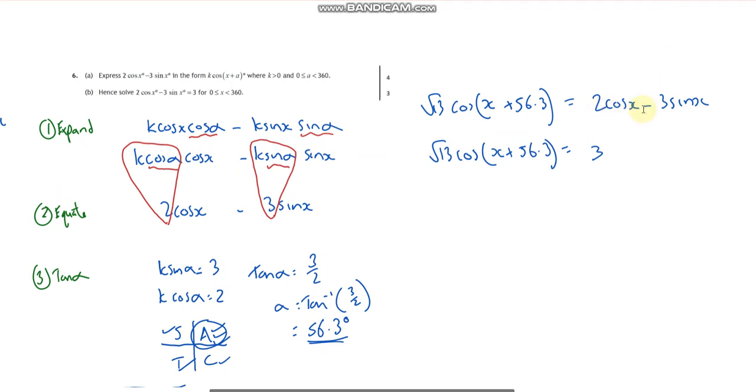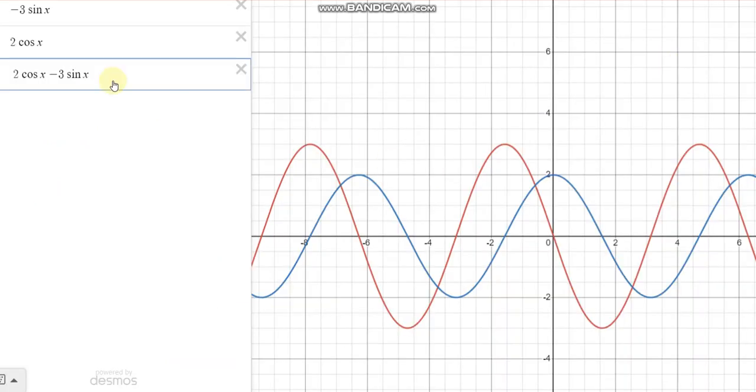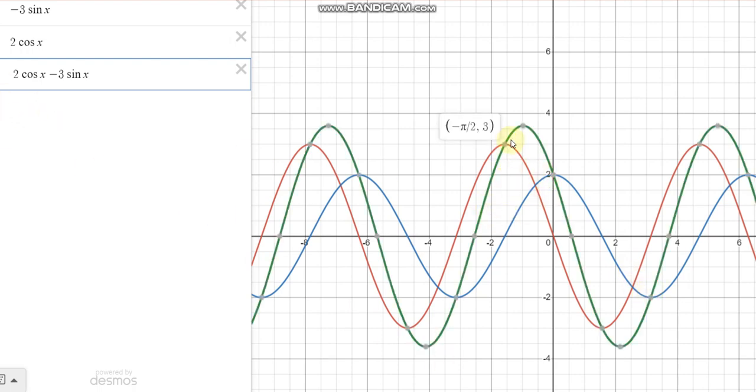Okay, so yeah, 2 cos x take away 3 sine x. So there's 2 cos x on the blue and negative 3 sine x on the red. See the negative sine x, it's upside down, isn't it? It's going down the way instead of up the way. And the 2 cos x went up to 2, down to negative 2. If I put them together, I'm just adding up the height of the waves each time.